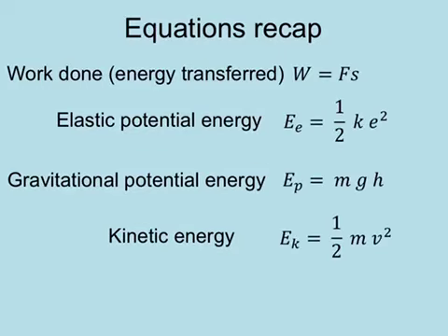Okay, hopefully you have remembered. Work done is force times distance moved in the direction of the force. Elastic potential energy is a half times the spring constant times the extension squared. Gravitational potential energy is mass times gravitational field strength times height. And kinetic energy is a half times mass times speed squared.